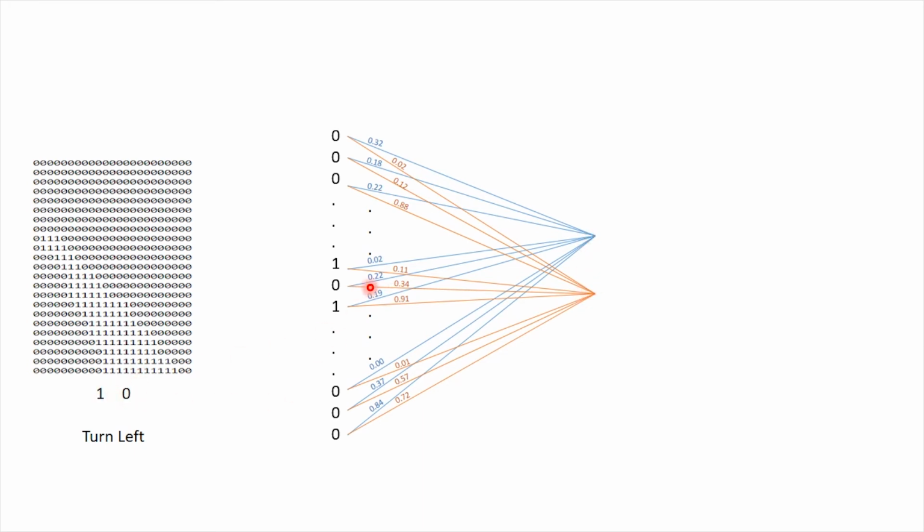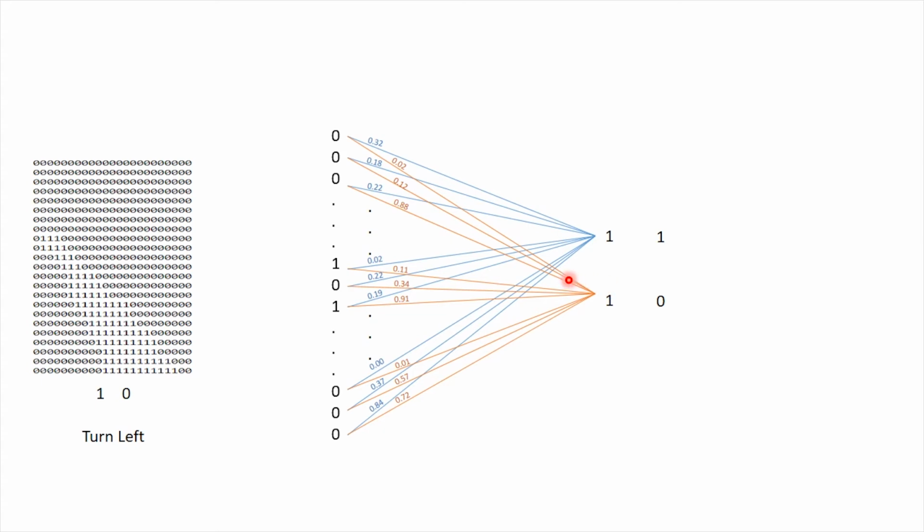Now remember that the output I'm looking for in this example is the label 1, 0, which stands for turn to the left. But notice that when I apply all the multiplications and the additions, the result is going to be different. In this case, it's going to be 1 and 1, which means that the algorithm is not trained yet to resolve this task.